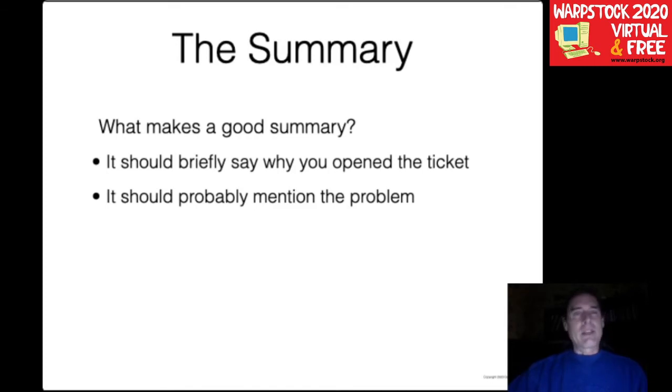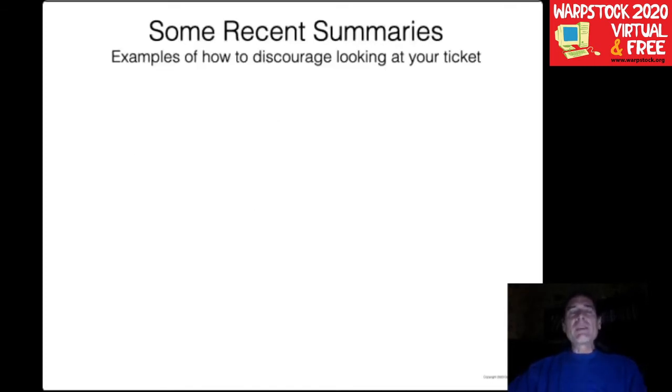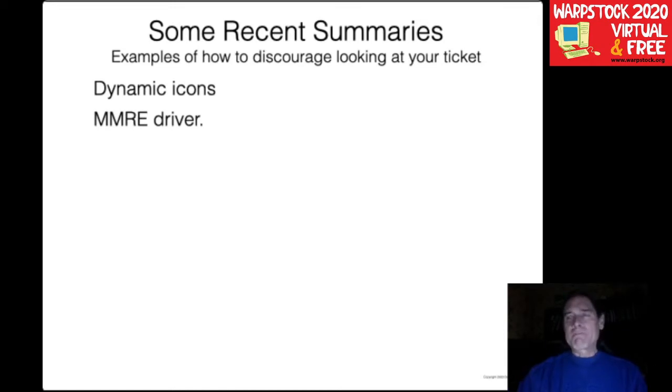Well, let's take a look. These are some actual recent summaries from real-life tickets. In other words, these are some examples of how to discourage anyone from looking at your ticket. Let's take a look. Dynamic icons. Yep, we have those. Next ticket. MMRE driver. Yep, we've got that too. Next.